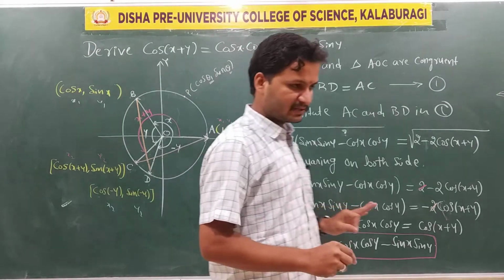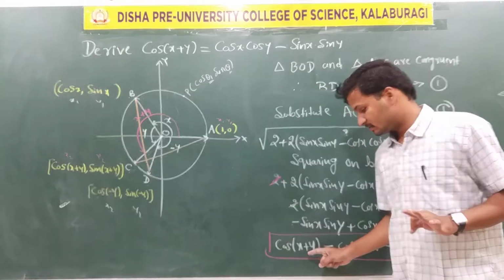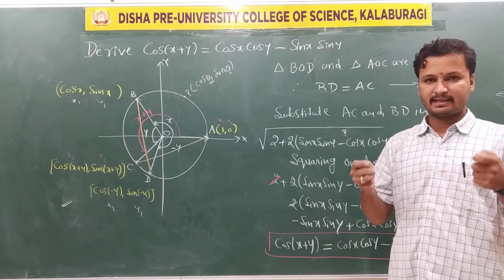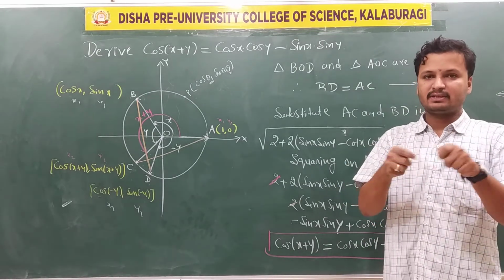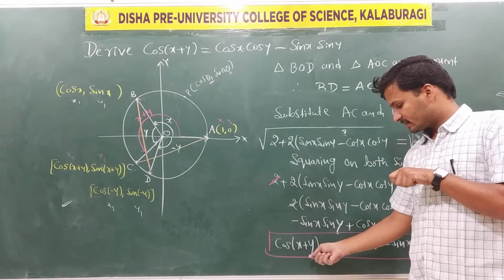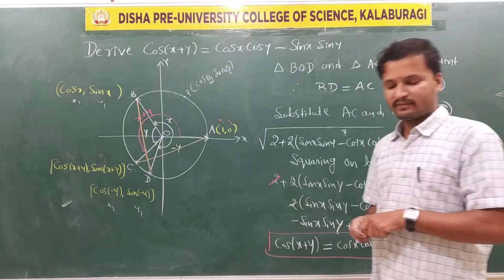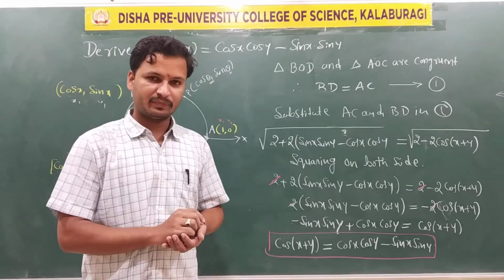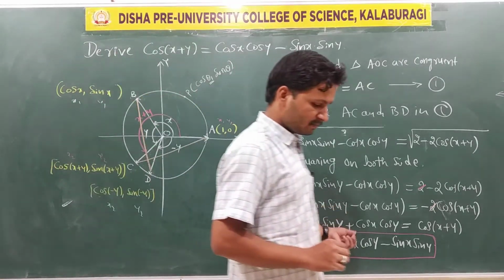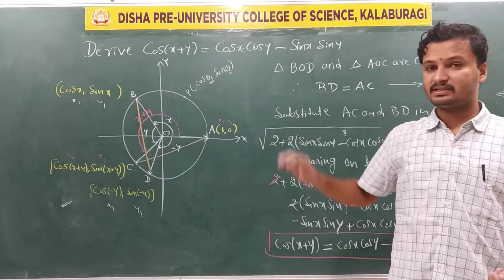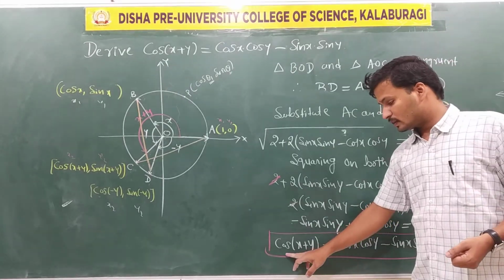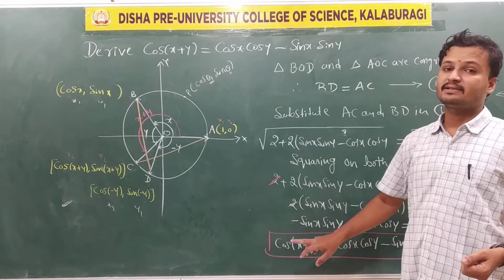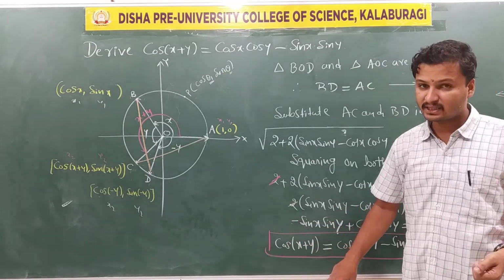So cos of x plus y equals, very important, this is a compound angle. That means two elementary angles x and y, we just need to add them. That is a compound angle. So cos of x plus y equals cos of x into cos y minus sin x into sin y. Okay, from this result we need to derive some other results also. That means if we know cos of x plus y, definitely cos of x minus y, and sin of x plus y, sin of x minus y.